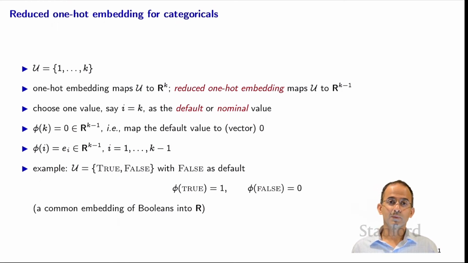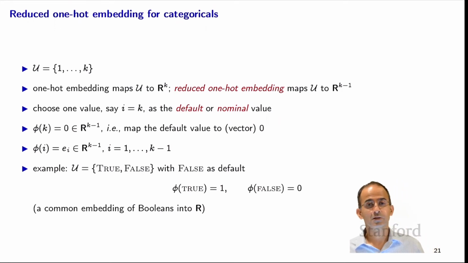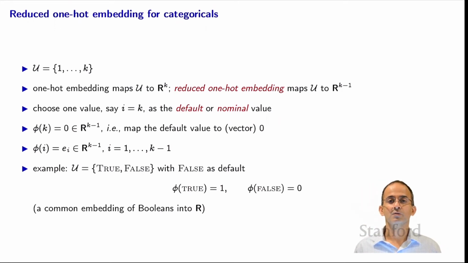If we do that for the booleans, then we would embed true as 1 and false as 0, because here k is 2, there's only 2 categories, and so R^{k-1} is simply the real numbers, and so we're embedding booleans as 1 and 0. And this is a very common embedding of the booleans.